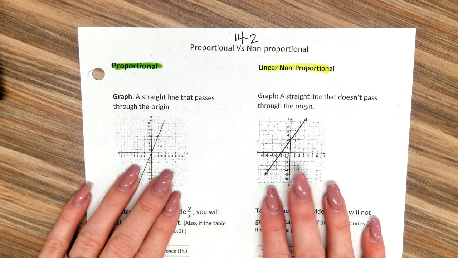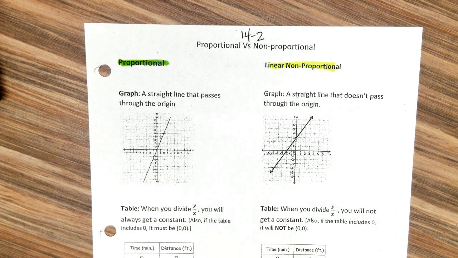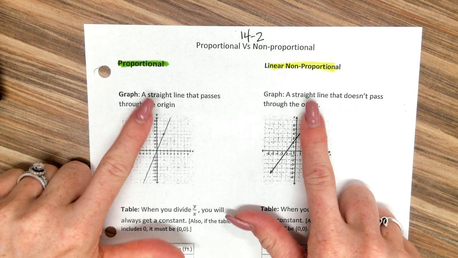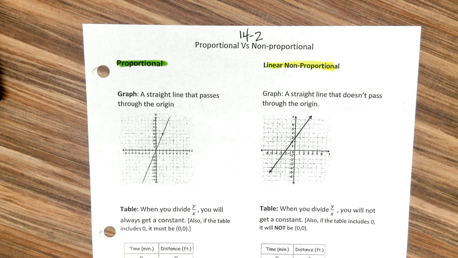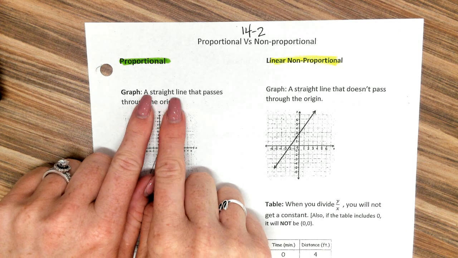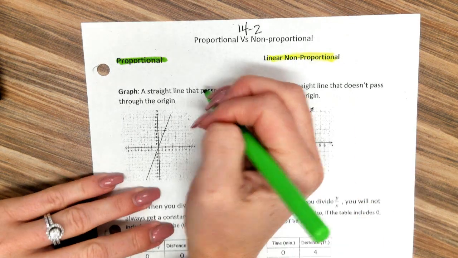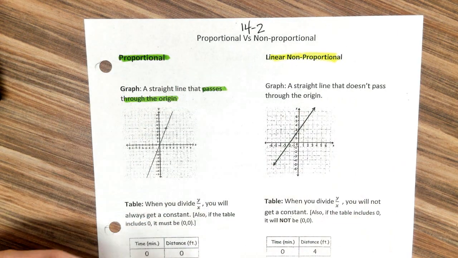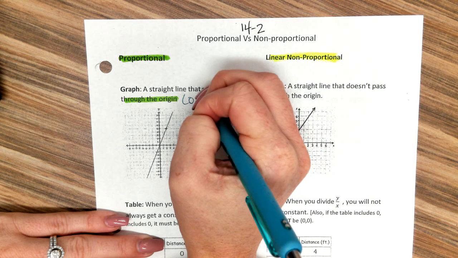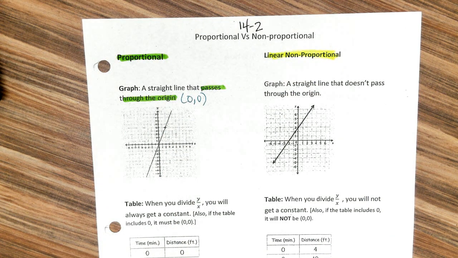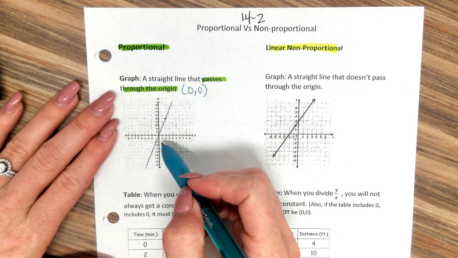So let's look at the graphs. How do you know if a graph is proportional or non-proportional? And I wrote it for you right here. What is the big difference? If it passes through 0, 0. So everybody look. Proportional is a straight line that passes through the origin. And the origin is 0, 0. Write that down.